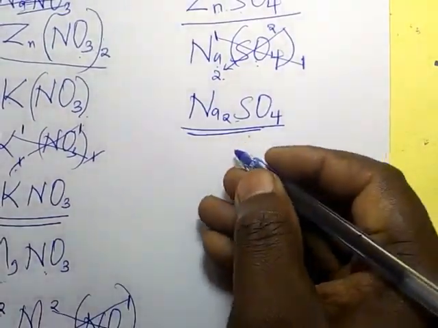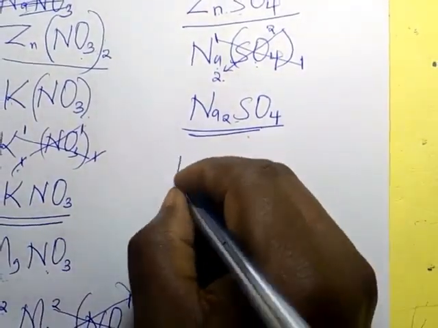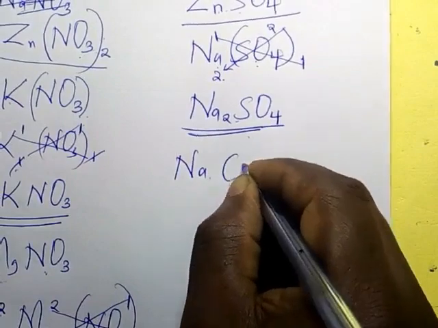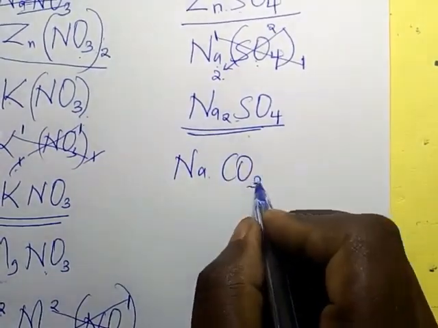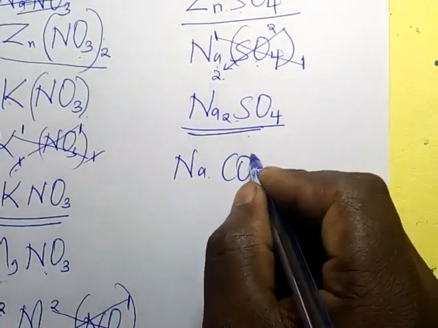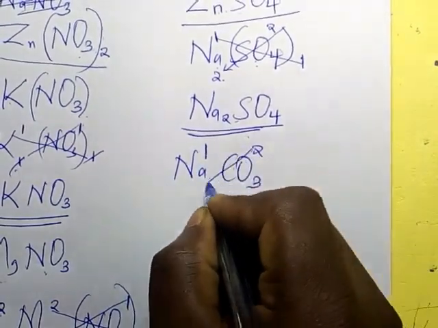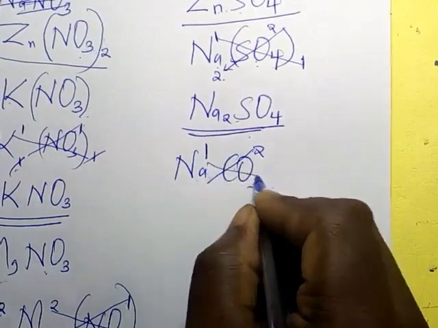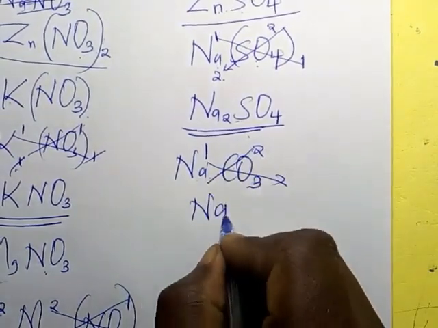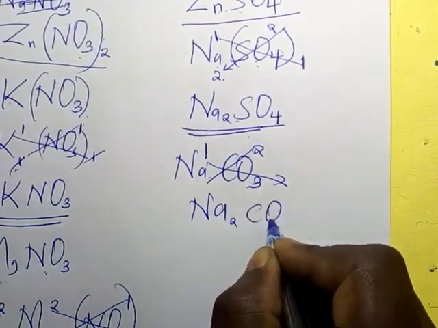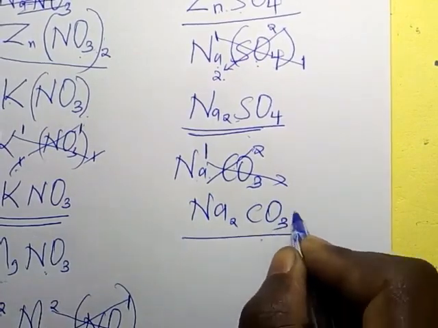The next one, let us talk about the carbonate. Sodium carbonate. If you write like this, you will be very wrong, because the carbonate has a valence of 2. Sodium has a valence of 1. So when they interchange, this happens. So sodium will have 2, and the carbonate will be like this. This one is sodium carbonate.